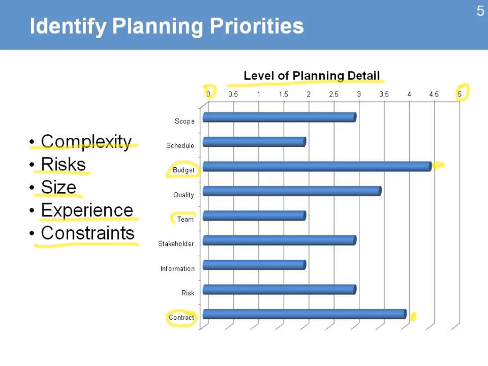On the other extreme, you might find the team or information are areas that don't need much detail in the plans. And one of the reasons could be that you have a team that has a lot of experience and the level of information is not that significant in the project.